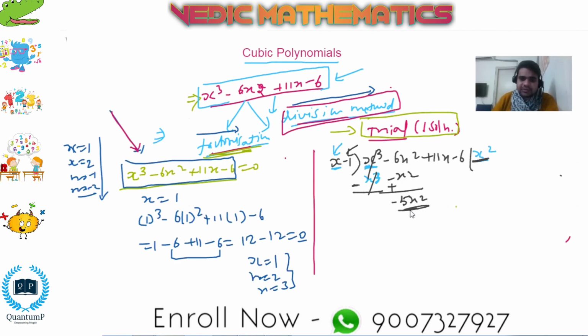Then minus 5x square will be divided by x, which is minus 5x. Minus 5x into x is minus 5x square. Then minus 5x into minus 1 is plus 5x. So I'll drop this 11x and I'll write here plus 5x. And then I'll subtract, so plus sign, it will give you 0. Minus sign, this will give you 6x. And we'll drop this minus 6.